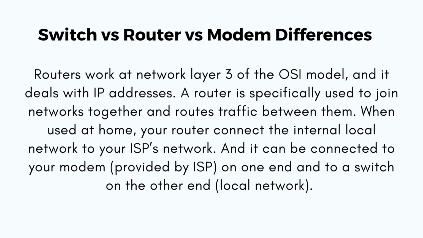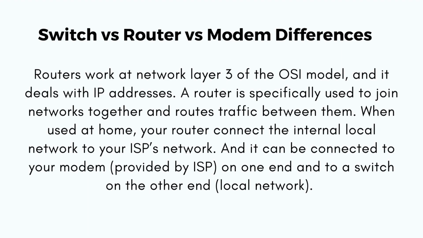Switch versus router versus modem differences. Routers work at network layer 3 of the OSI model, and it deals with IP addresses. A router is specifically used to join networks together and routes traffic between them.